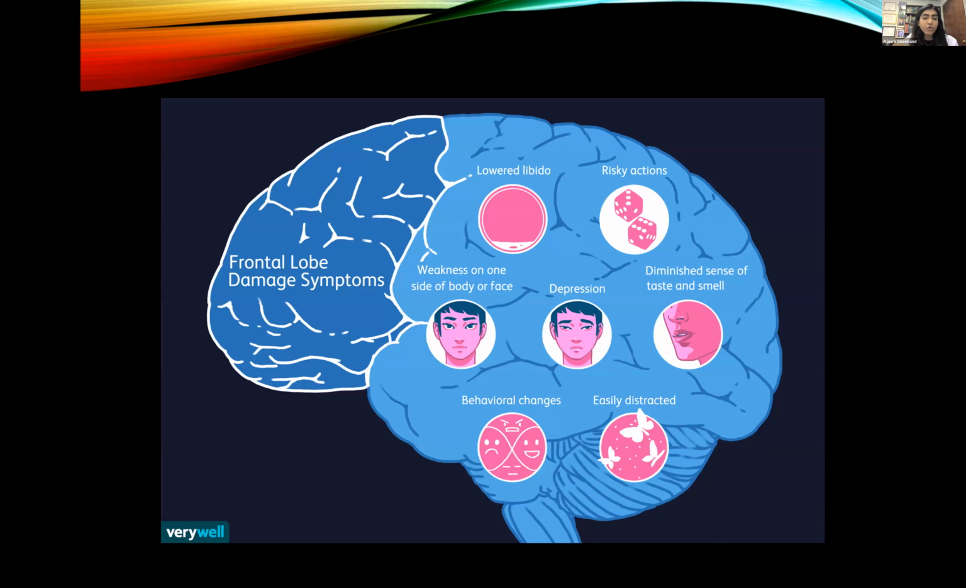So this is just a very concise picture of what the frontal lobe helps with, and if there are any lesions or anything which impairs the functioning of the frontal lobe, people can quite commonly present with lowered libido. They can have weakness on one side of the face or body. They can come in with depression, behavioral changes, easy distractibility.